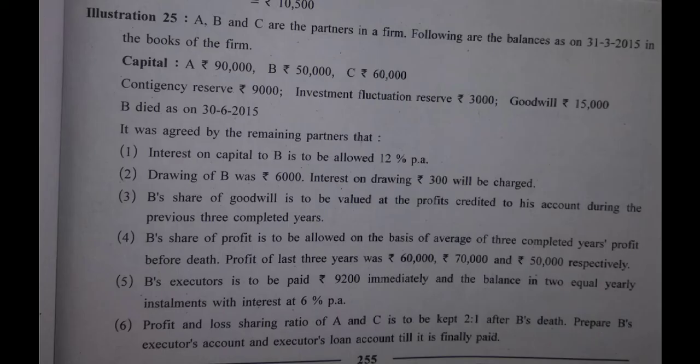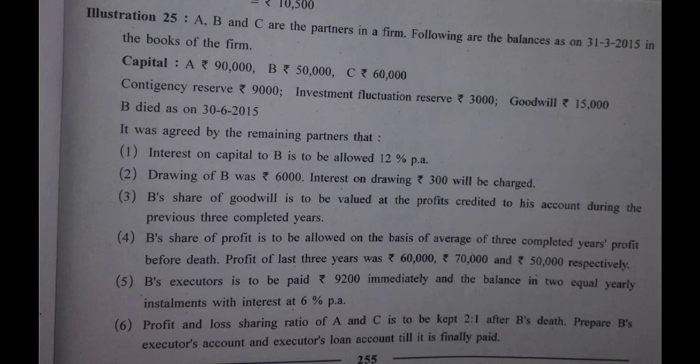Fine. We'll continue and we'll start with the adjustments now. The very first adjustment: interest on capital is to be allowed at 12% per annum. What is the capital of B? It is 50,000 in the given question.